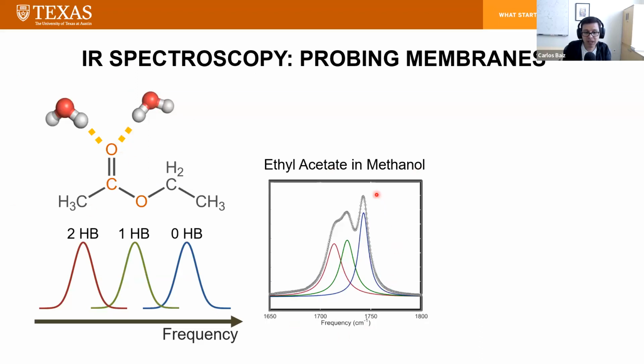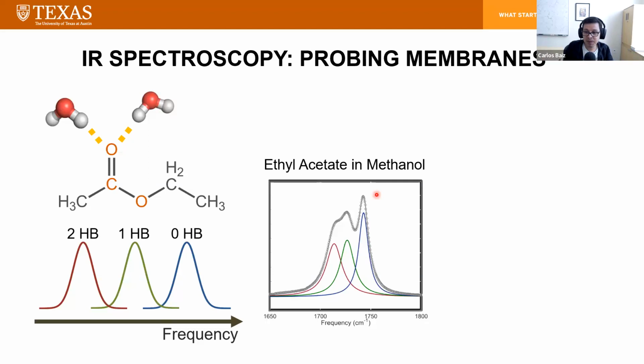What's powerful about this is that you can take the areas of those different peaks and you can get the populations of the different ensembles, right? So it tells you immediately about the environment around this molecule. And then you can modify, for example, the solvent properties. Instead of methanol, you can choose different alcohols, and those ratios will vary depending on the environment.